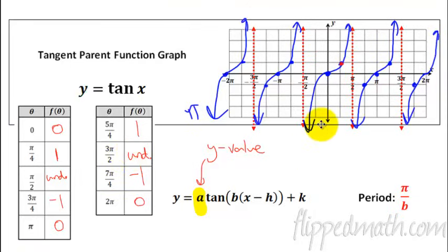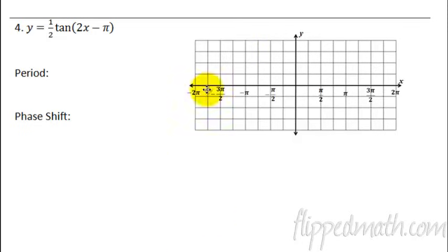Let's go on to our last example, number 4. So the first thing is, let's recognize what the period is. And in this case, it is going to occur every pi over b. In this case, that's 2. So that's how often the period is going to occur.